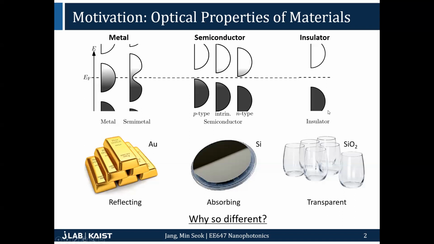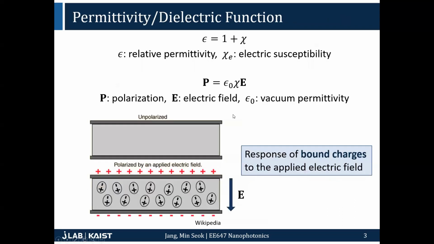But I just want to talk in a little more detail about all these things so that you get some sense of why materials show general optical properties. In order to know that, you need to first understand this permittivity thing. The permittivity, we call this epsilon. The relative permittivity is epsilon.